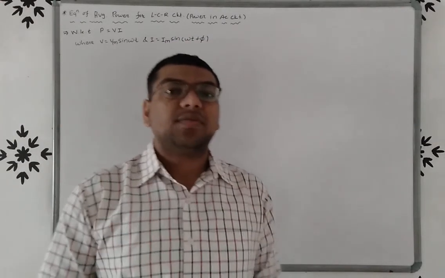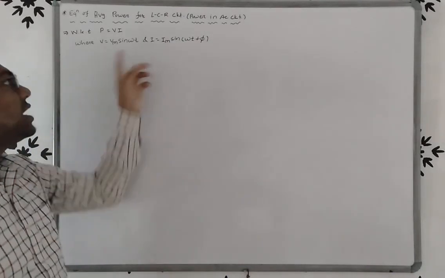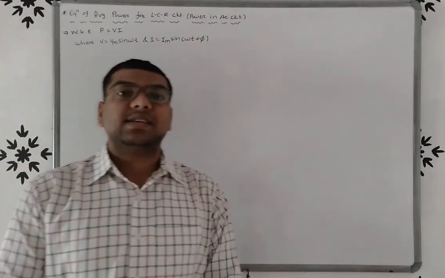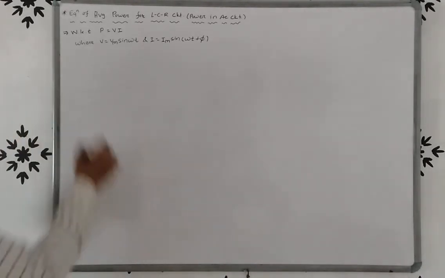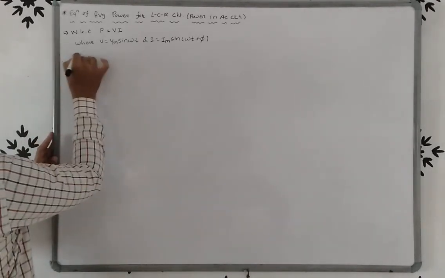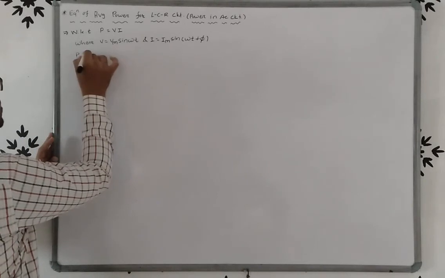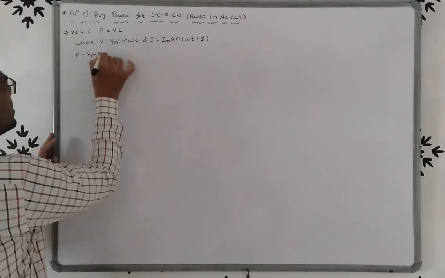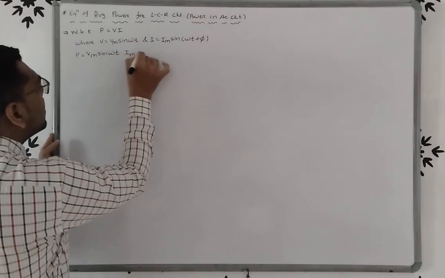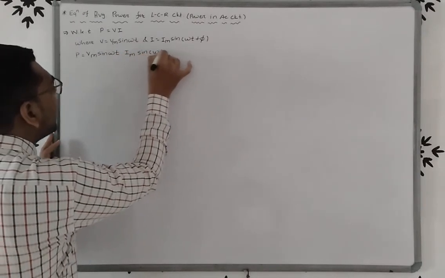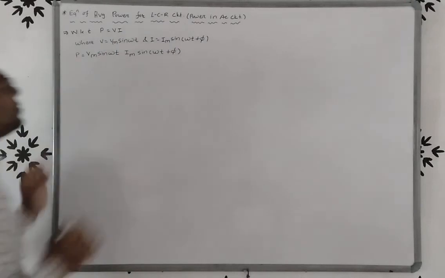So the equation of voltage V is equals to Vm sin omega t and I is equals to Im sin omega t plus phi. So we get power P is equals to the equation of voltage, Vm sin omega t, and equation of current, Im sin omega t plus phi.